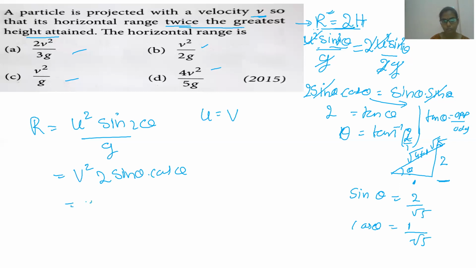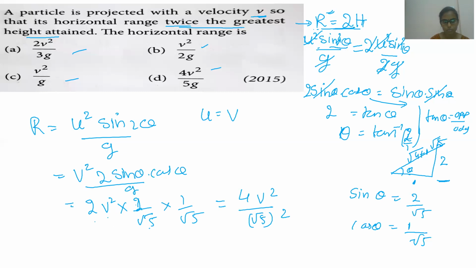So let us write these two formulas: 2 into v square into sine theta, which is 2 by root 5 we got, and cos theta means 1 by root 5 we got. Now simplify all this: 2 2s are 4, v square is there, divided by root 5 into root 5, so root 5 whole square, right children? Sorry, I forgot to write g down. So g is there down, and root 5 and root 5 will cancel. So what you will get finally? 4v square by 5g. Right children? 4v square by 5g you got. So this is the answer.